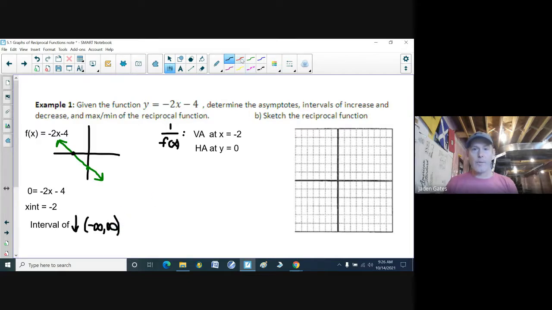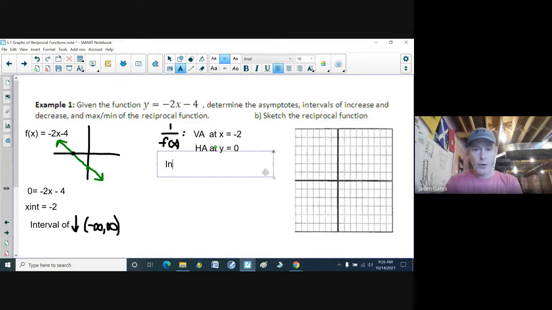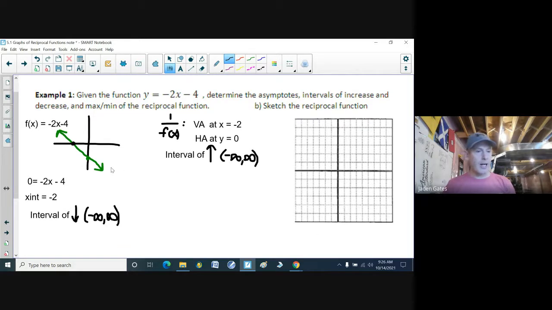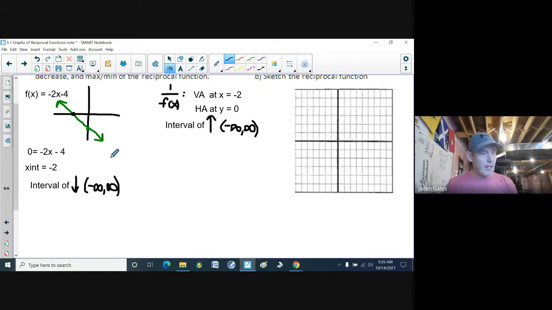Which means over on my reciprocal here, the opposite is true. Interval of increase goes from infinity, it's the opposite, to negative infinity. So our original function is always decreasing. Our reciprocal is always increasing. All right, let's see, what else do we got here?